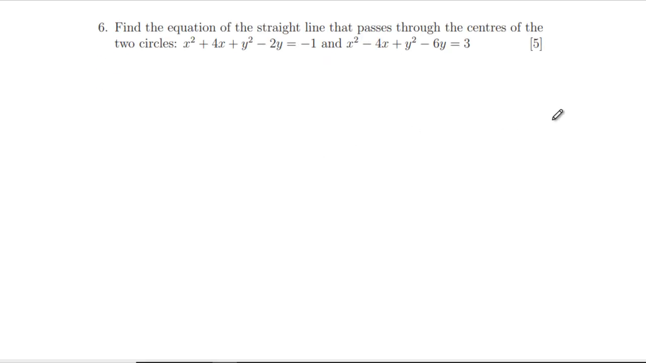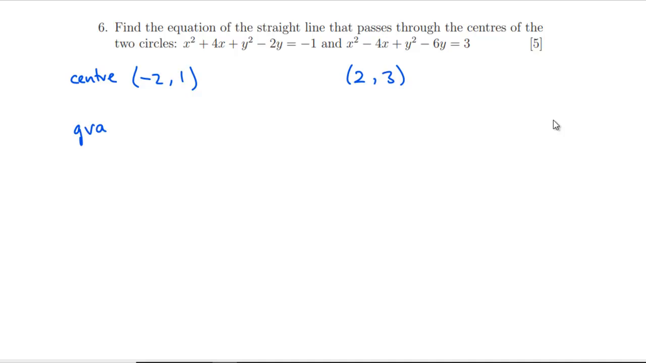Find the equation of the straight line that passes through the centres of these two circles. All right, so we don't even need to get anything to do with the radius of the circles or anything like that. So we've got a centre of this one is going to be at minus 2, 1. Because you only have to look at what's going to be inside the bracket when you complete the square. And this centre is going to be at 2, 3. So that's given us the centres.